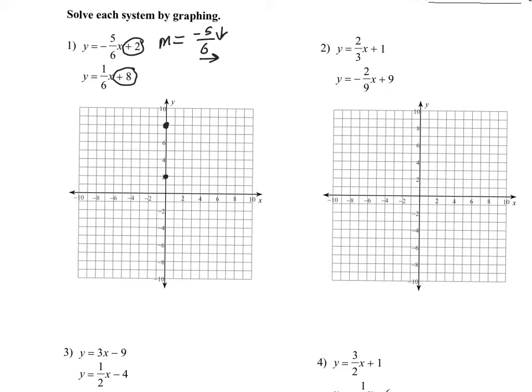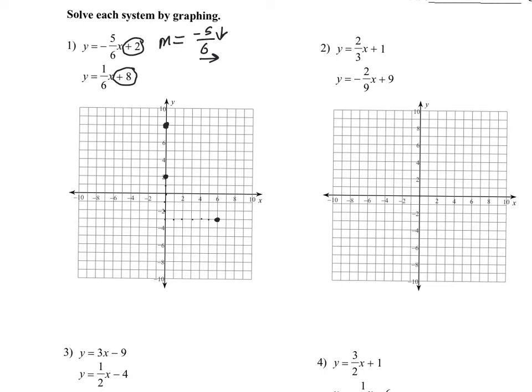So I've got to go down 5. 1, 2, 3, 4, 5, and to the right 6. 1, 2, 3, 4, 5, 6. And you're always best to write your slope with the arrows. That just reminds you exactly where you need to go from one point to another. Now I'm going to change the color of the pen so we can draw this line in with red.